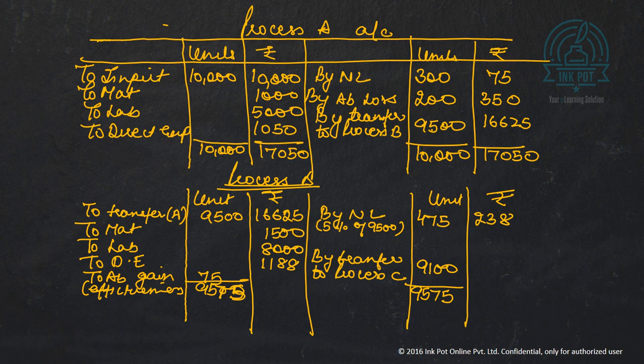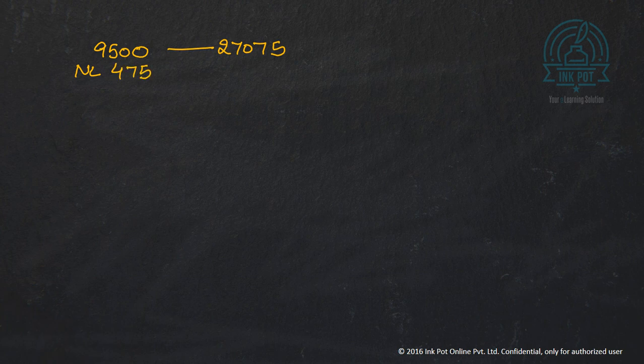So value of 9500 units is 27075, and deduct the normal loss units from here. It is 475 minus the value of abnormal loss is 238. So one second, I have done something wrong. The total is wrong, I suppose.